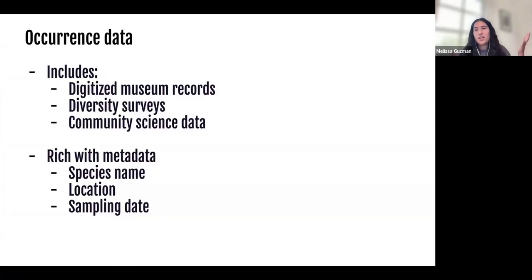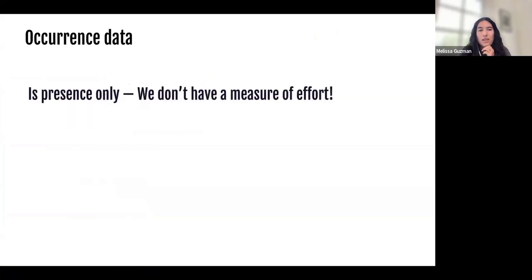And the great thing about this data is that it's occurrence data. It includes many different sources, such as digitized museum records, surveys, and community science data, such as iNaturalist data, and it's rich with metadata, such as species names, location, and sampling date. And the main problem is that it's presence-only data and that we don't have a measure of effort.